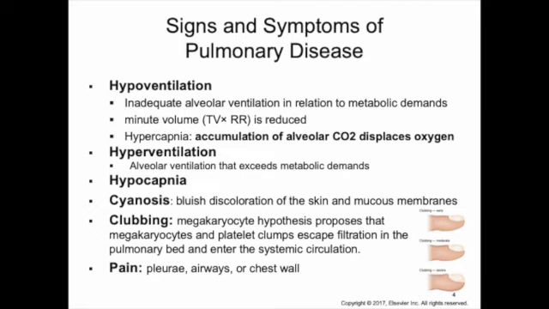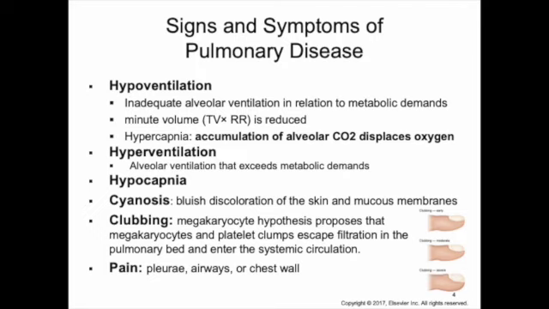Now, although we don't really understand the pathogenesis of clubbing, there is a hypothesis that has to do with the megakaryocyte. It talks about the megakaryocytes and platelets clumping together and trying to escape filtration in the pulmonary bed. Then they enter the systemic circulation, and these platelets release a growth factor in the nail bed, and this is what's causing the periosteal changes, or the change in the shape of the nail bed itself.